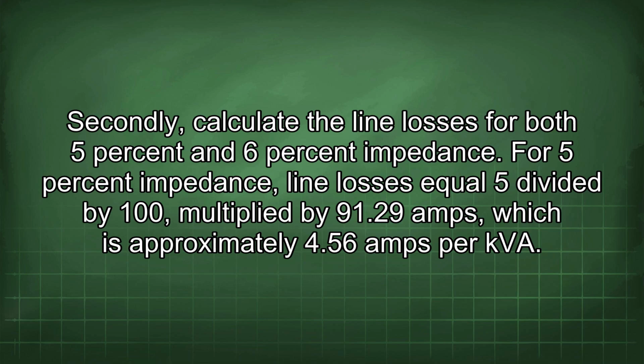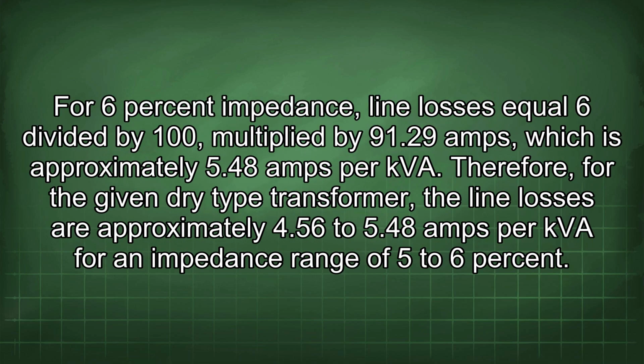For 5% impedance, line losses equal 5 divided by 100 multiplied by 91.29 amps, which is approximately 4.56 amps per kVA. For 6% impedance, line losses equal 6 divided by 100 multiplied by 91.29 amps, which is approximately 5.48 amps per kVA. Therefore, for the given dry-type transformer, the line losses are approximately 4.56 to 5.48 amps per kVA for an impedance range of 5 to 6%.